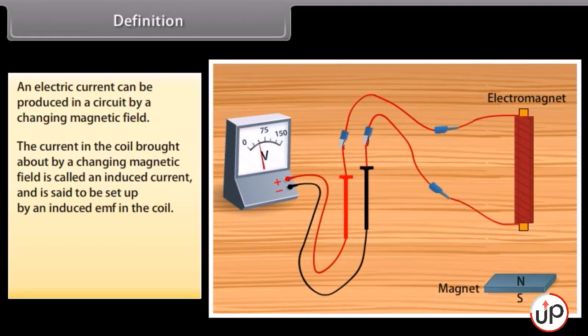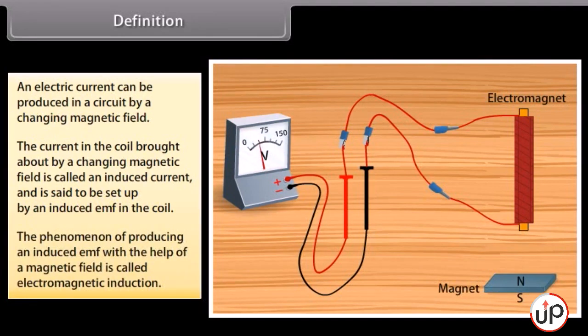The current in the coil brought about by a changing magnetic field is called an induced current and is said to be set up by an induced EMF in the coil. The phenomenon of producing an induced EMF with the help of a magnetic field is called electromagnetic induction.